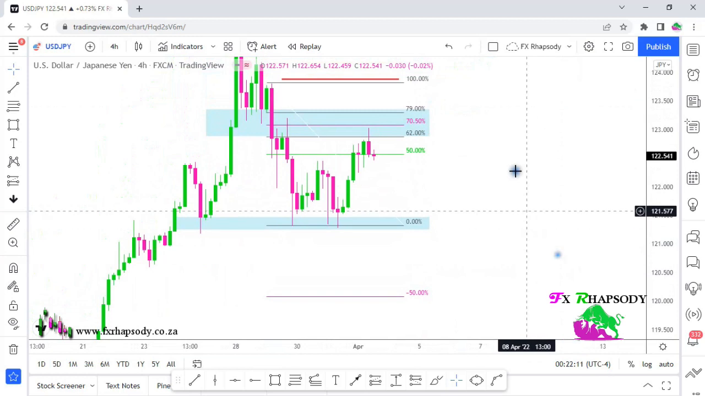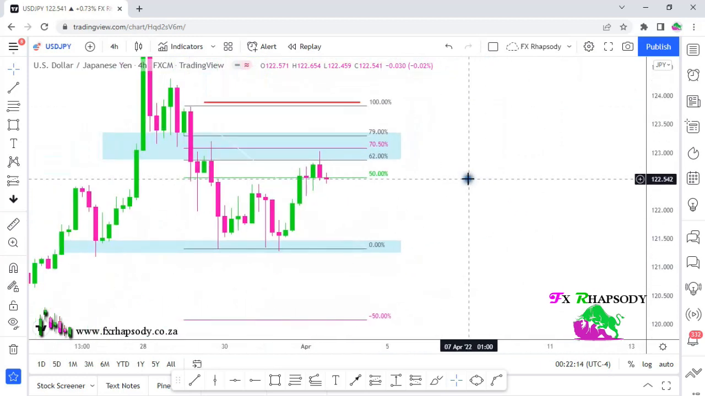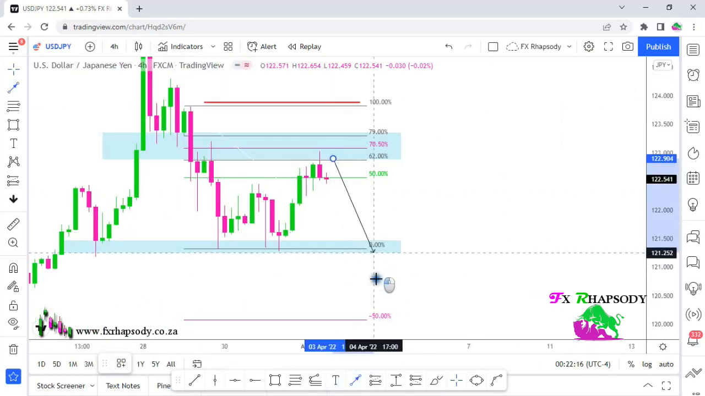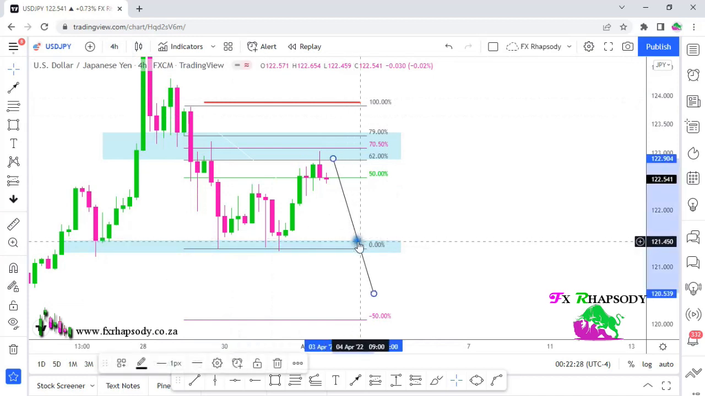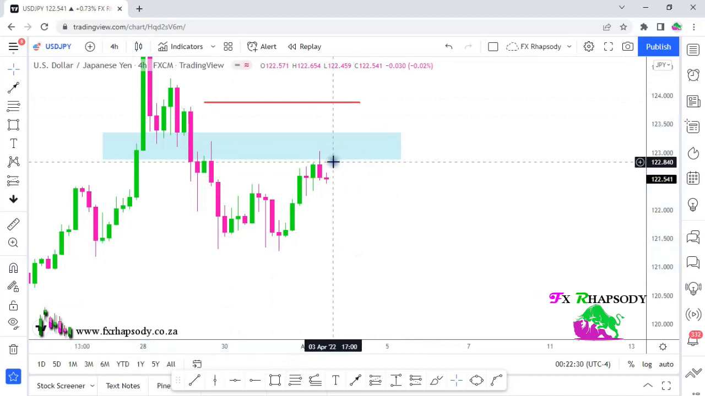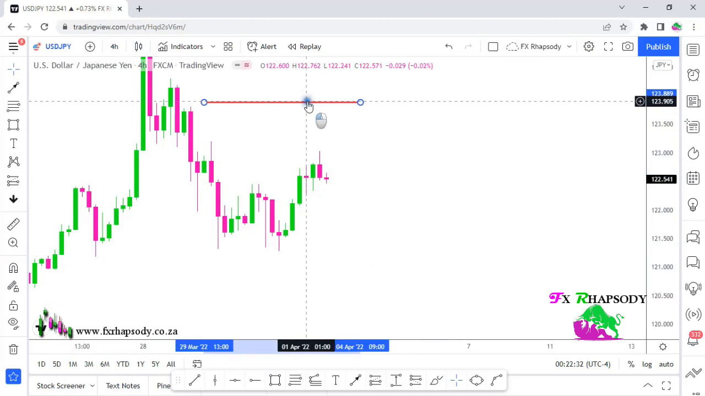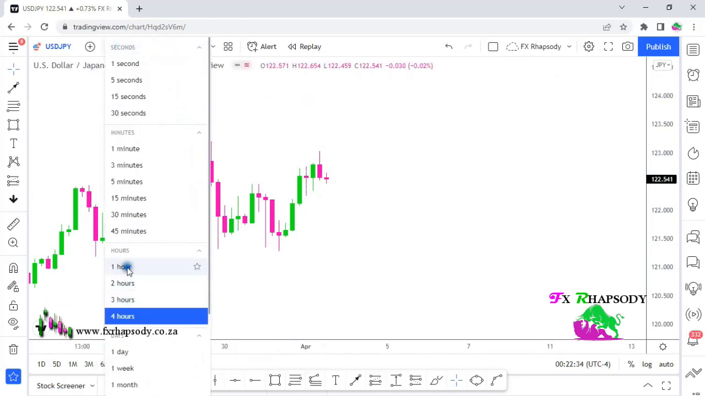So guys, this is a nice little opportunity that you could have taken. I'm not saying it's too late. I'm not saying climb into the sell now, but this is the way that you analyze the market, right? Just take this out. Let's go to the 1 hour time frame and see what it tells us.